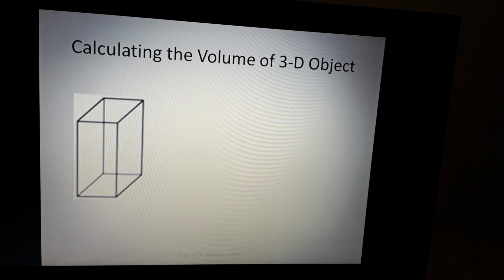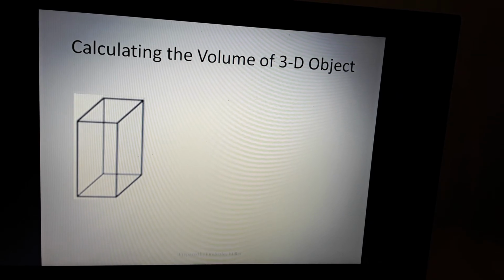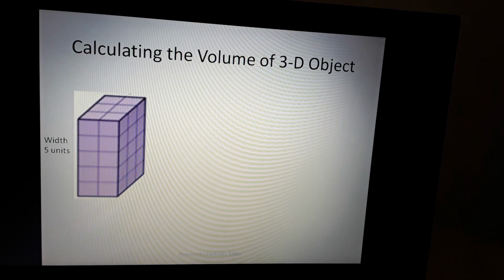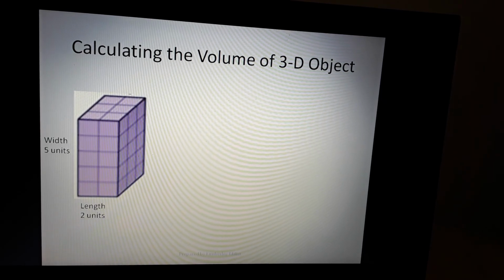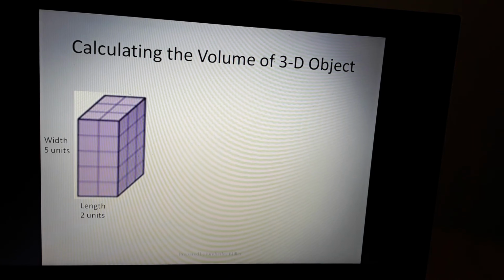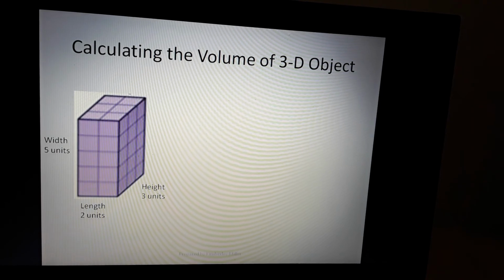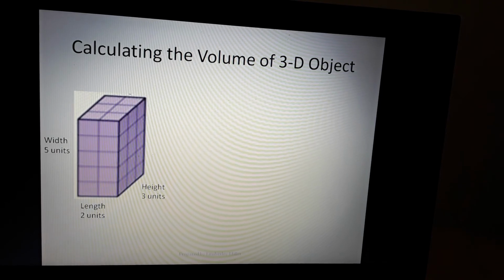Now we can use a formula to deduce the volume of a 3D object. Now we have the same 3D object. We are going to look at the cross section and get the measurements for the cross section. So the width is 5 units, the length is 2 units, and the cross section there is a rectangle. And we have another measurement, which is the height, which is 3 units.